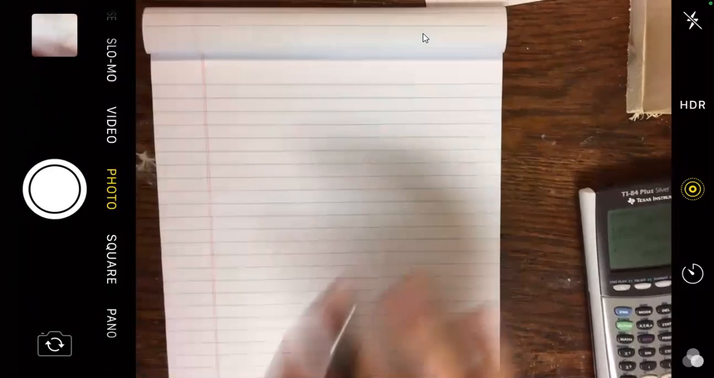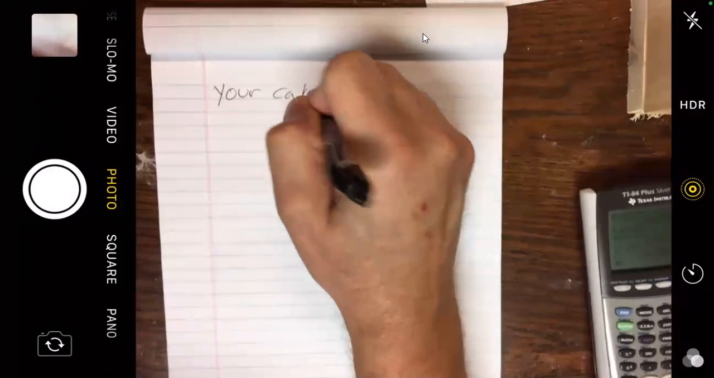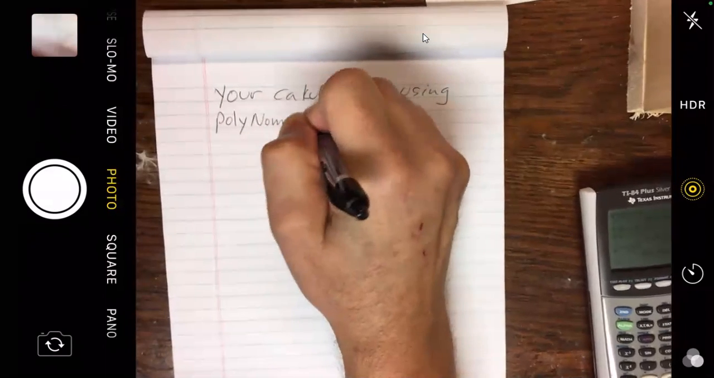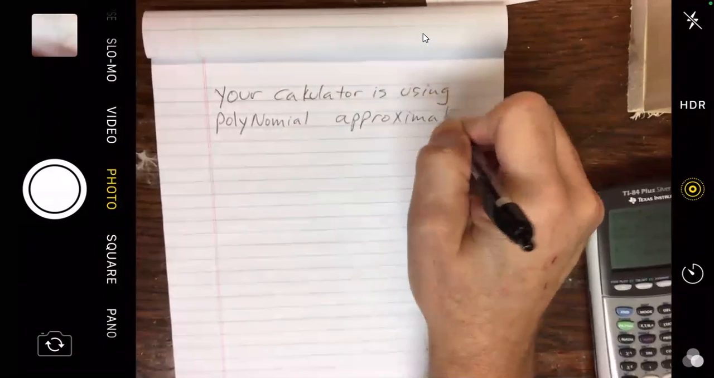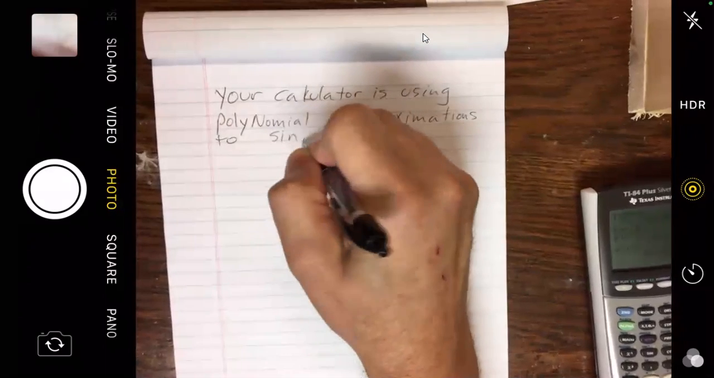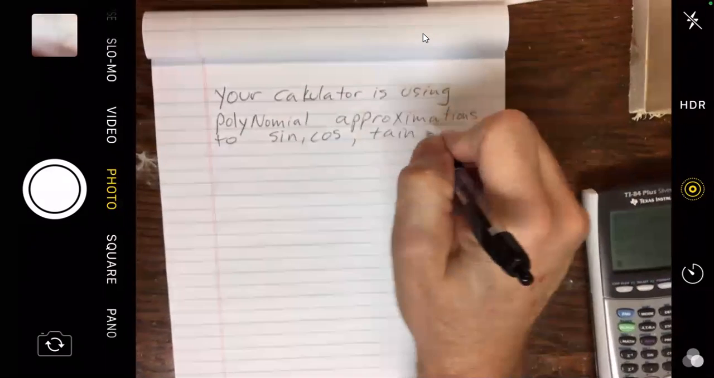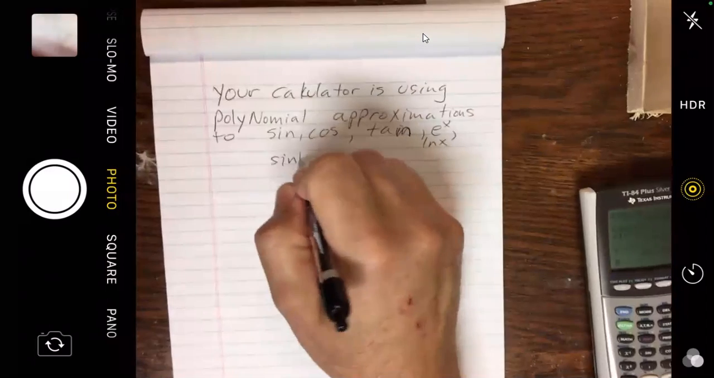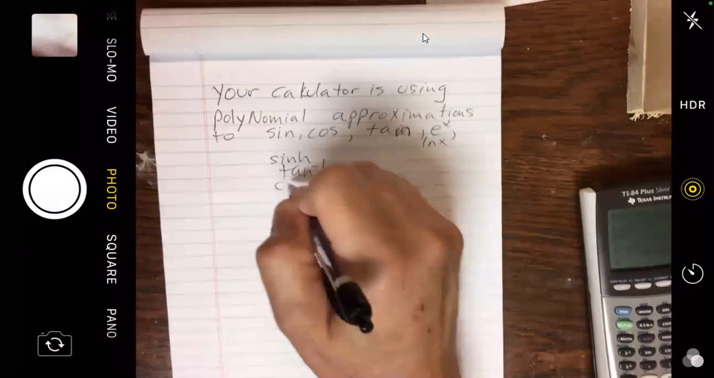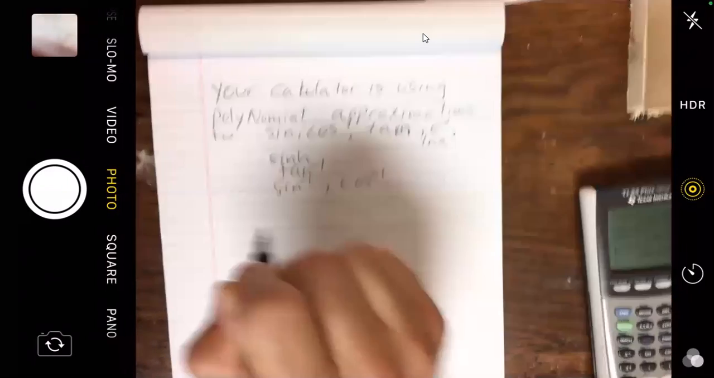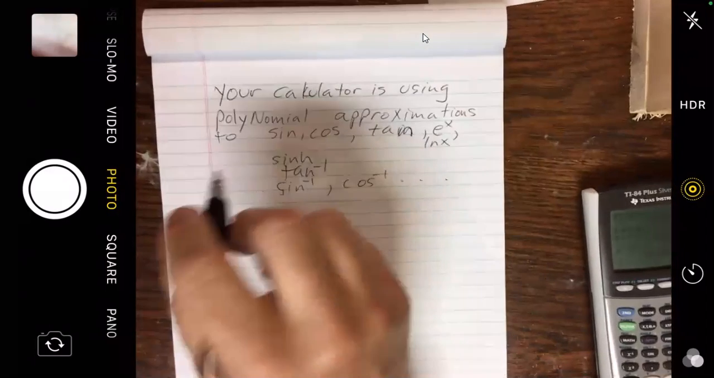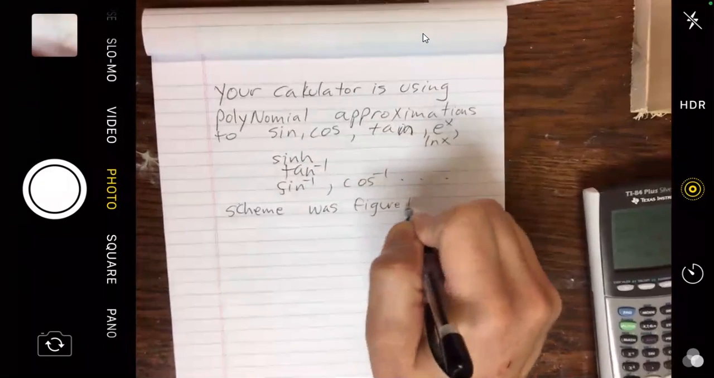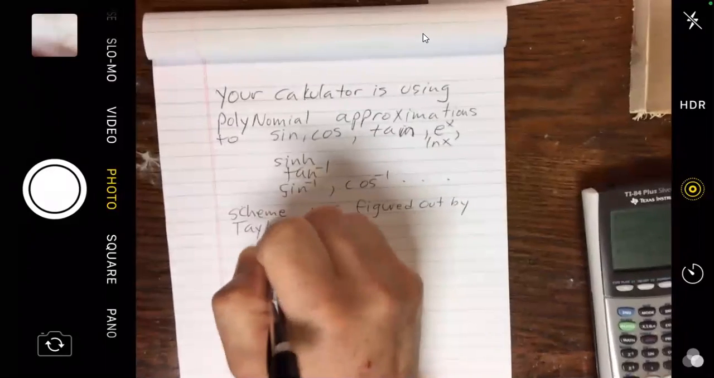Oh, yes, absolutely. Your calculator is using polynomial approximations to sine, cosine, we can list them, I probably can't list them all. Any higher order function, tangent, e to the x, log, sinh, all those hyperbolics, they were in 5.9, arctangents, arcsines, arccosines, blah, blah, blah. And a guy named Taylor figured it out in the 1800s. So the scheme was figured out by Taylor, English guy in the 1800s.